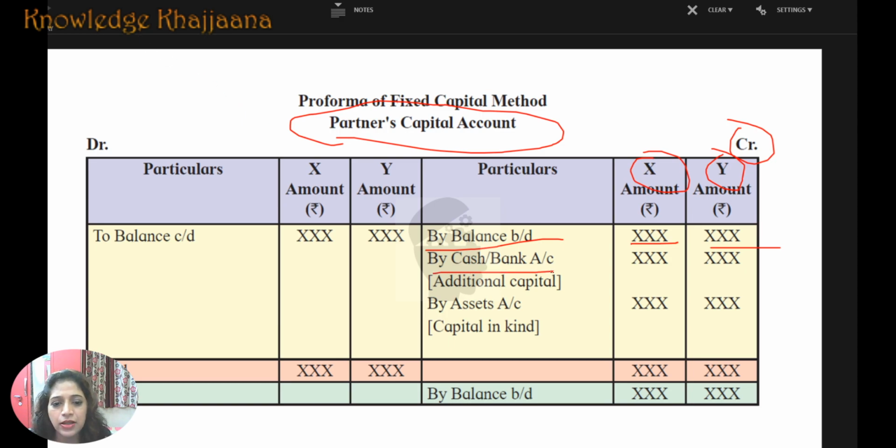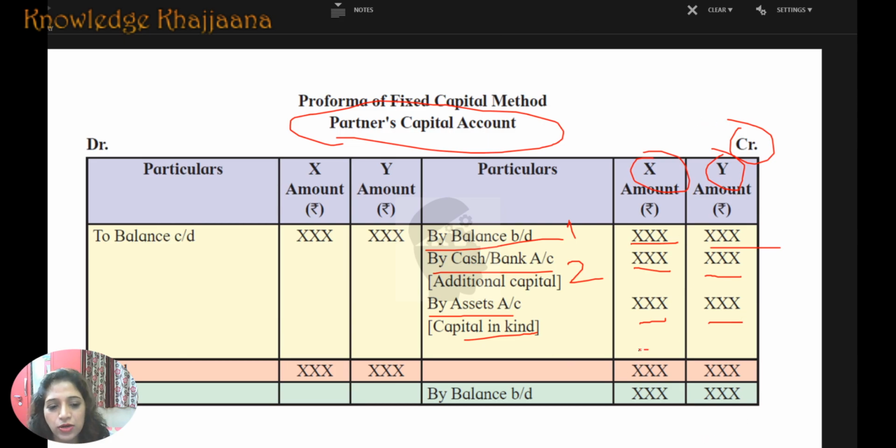Now what does this mean? "By cash or bank account" is always the first entry after that. If additional capital is introduced in the business later on, then it is brought either in the form of cash or by bank. So the amount brought by X and brought by Y is written over here. This is again on the credit side. And if capital is brought in the form of an asset, then the amount is also written in the respective columns.